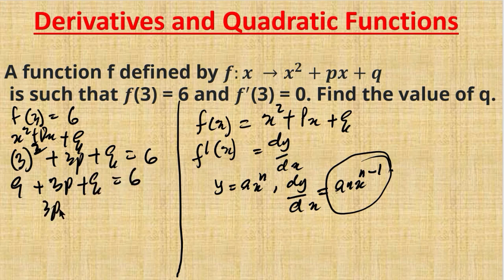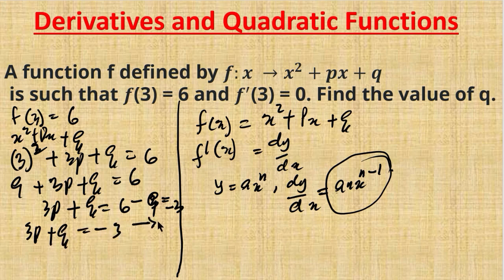So that's 3p plus q will be equal to 6 minus 9, which is equal to minus 3. 9 is coming to the other side to become minus 9. So that's 3p plus q is equal to minus 3. Let's call that equation 1.